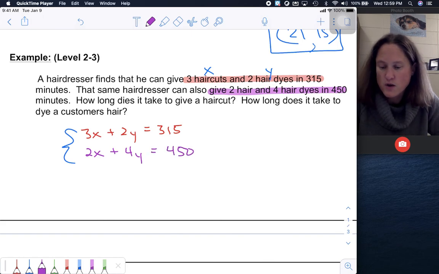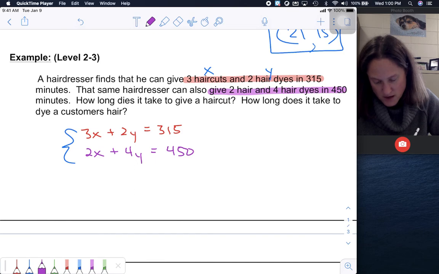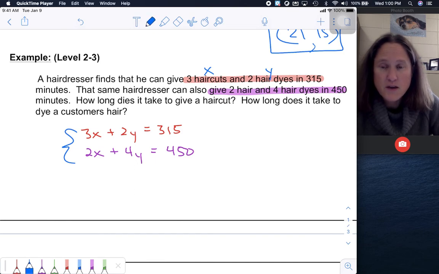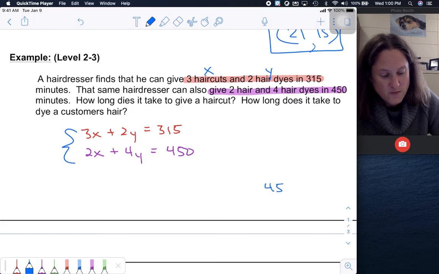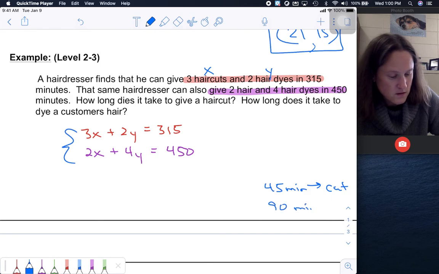Okay, so I want you to go ahead and solve that system again by graphing, substitution, or elimination, and then check your answer. And that answer should be, it's going to take 45 minutes for a haircut and 90 minutes for a hair dye.